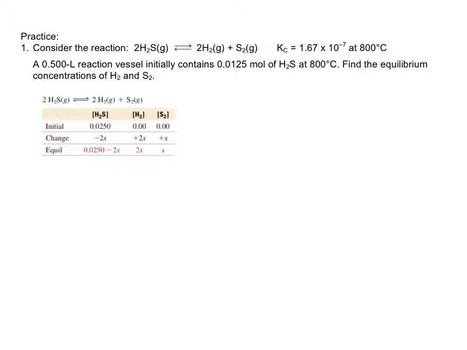Now we're going to plug this into our equilibrium expression, which is the concentration of H2 squared times the concentration of S2 divided by the concentration of H2S squared. When we plug that in, we get 2x squared times x divided by the quantity 0.0250 minus 2x squared. You can probably already see it's going to be much more complicated to solve this algebraically than the problem we just did.